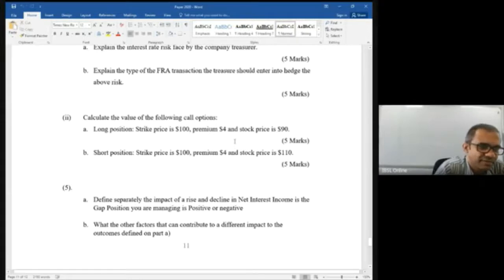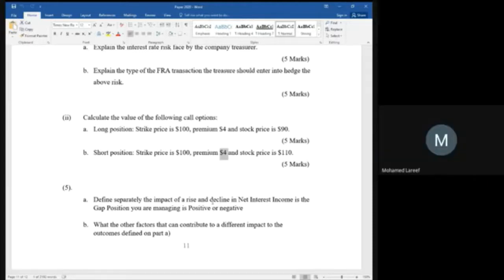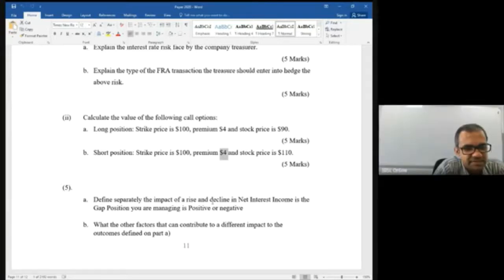Then you have collected $4. Then the ultimate profit is, what is the profit to the option seller? So that will be minus 6. Profit is minus 6, or you can say a loss of $6.